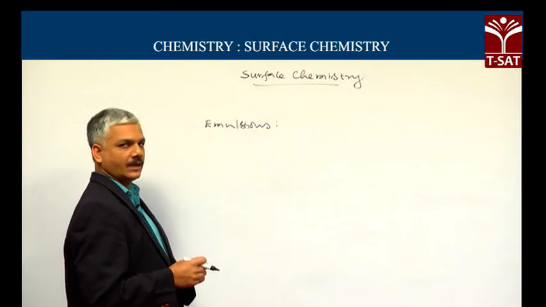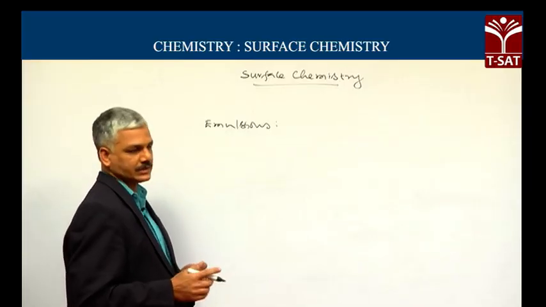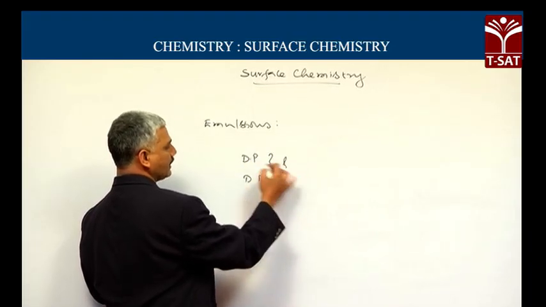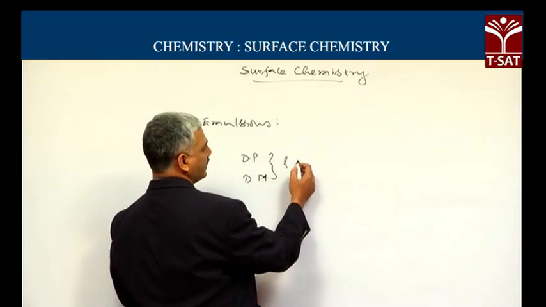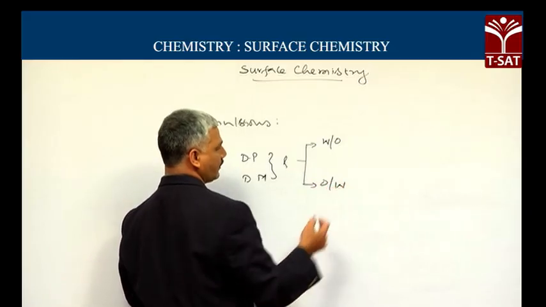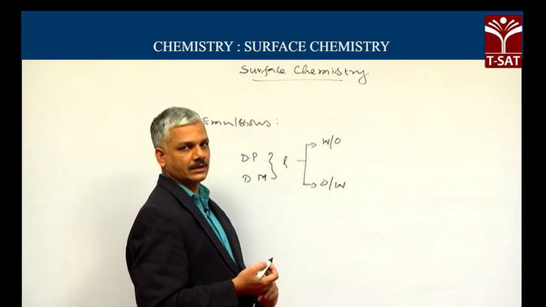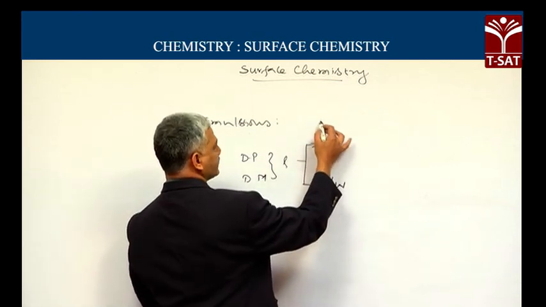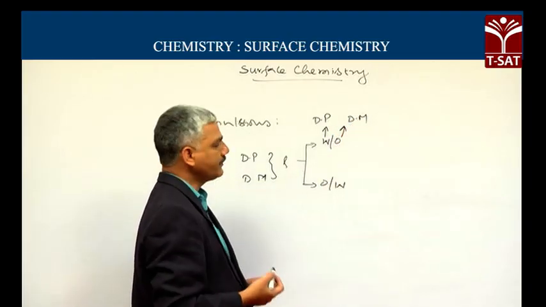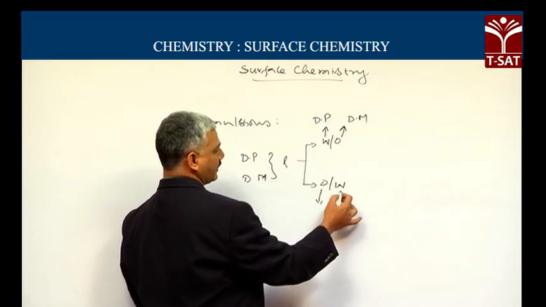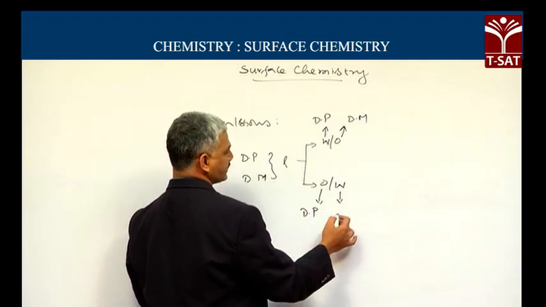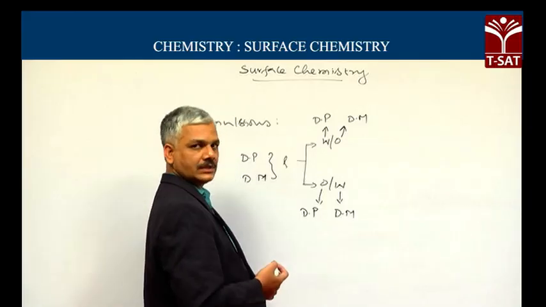Emulsions. Emulsions are also a type of colloidal solution in which both the dispersed phase and the dispersion medium are in liquid state. These are classified into two types: water in oil type and oil in water type. In water in oil type of emulsions, the dispersed phase will be water and the dispersion medium will be oil. Whereas in case of oil in water type, the combination is reversed.